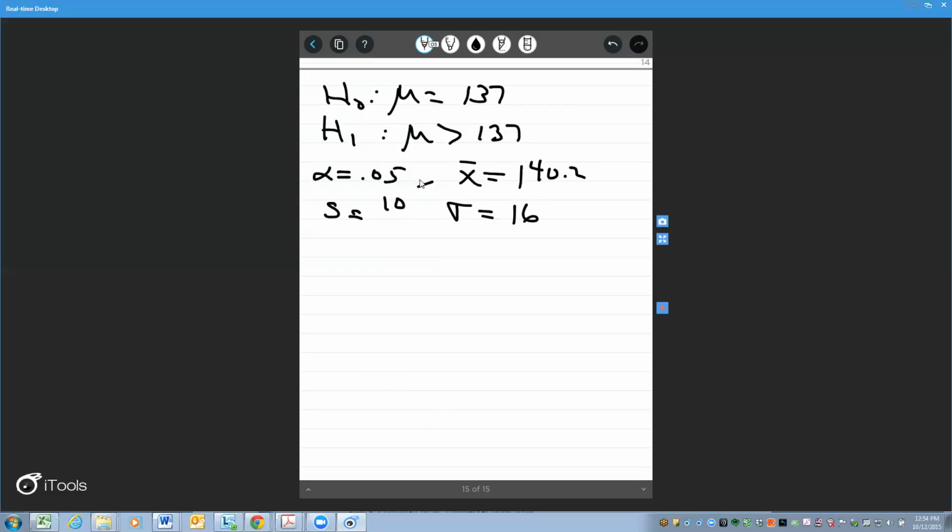Again, in order to do that, I need to look at my observed value of 140.2 and ask how likely it is that I would have observed this value given that the null hypothesis was true. So I need to calculate the probability of observing this value in a t-distribution with a mean of 137 and a standard deviation of 10 over the square root of 16. Our first step is still the same: we calculate the t-value.